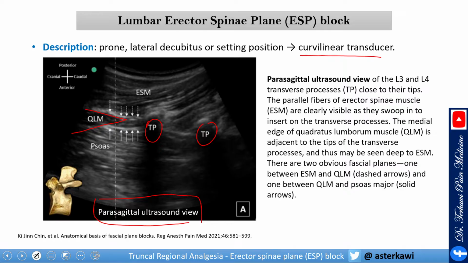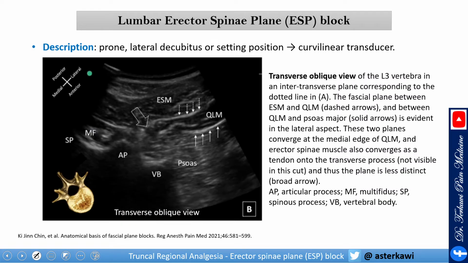And there are two obvious fascial planes here. One is between the erector spinae and the quadratus lumborum, which is this, and one between the quadratus lumborum and the psoas muscle. While if you look at the transverse oblique, so basically you put your curvilinear probe transverse and you tilt it, so you get this oblique view. This is at L3 level.